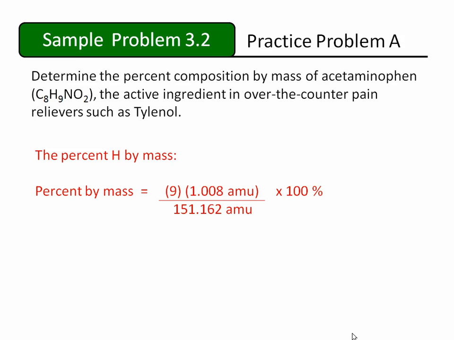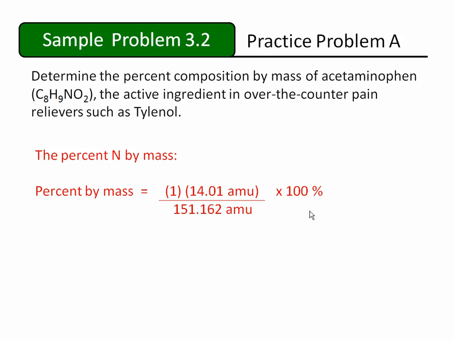To calculate the percent hydrogen, we'll multiply 9 hydrogen atoms times the mass of hydrogen, which is 1.008 AMU. Divide that by the molecular mass that we calculated earlier, 151.162 AMU, and multiply by 100%. This calculation results in 6.0015083%. But again, we must round to 4 significant figures based on the mass of that hydrogen atom. We'll end up with 6.002% hydrogen in this compound.